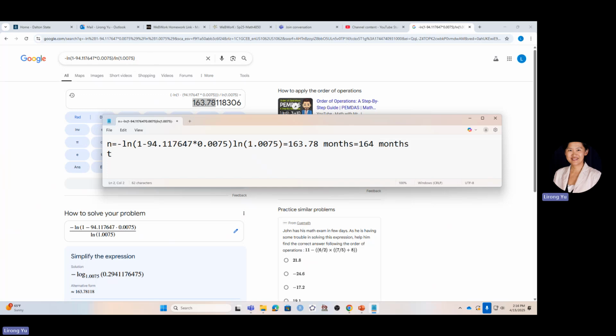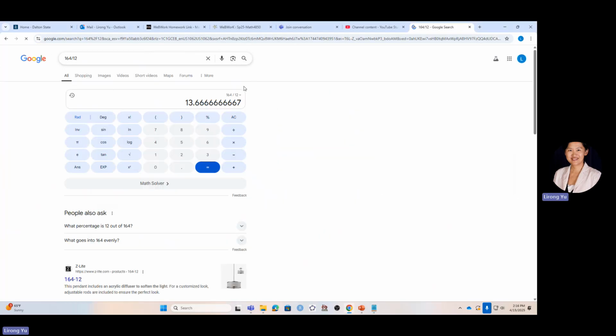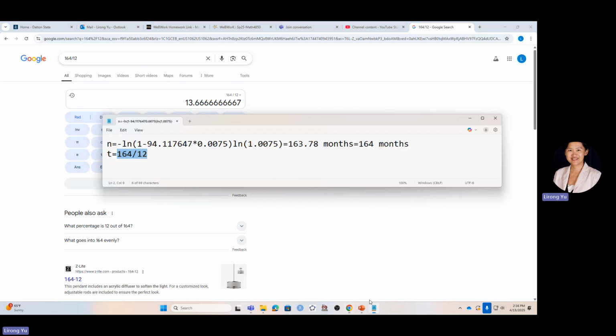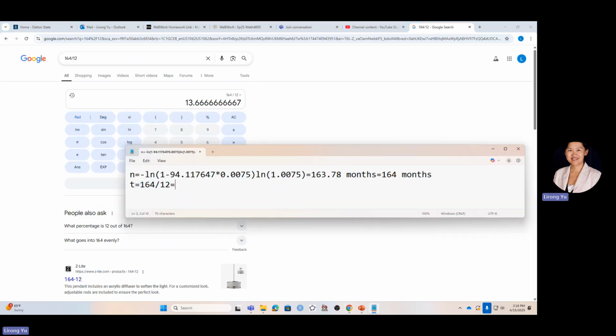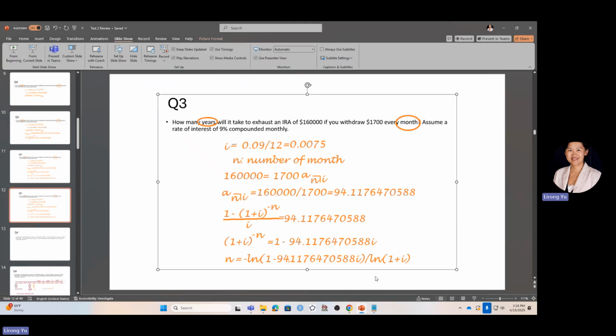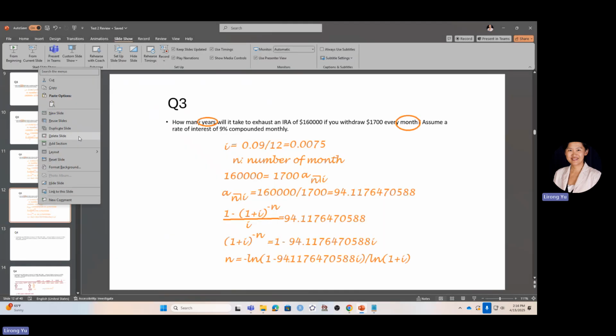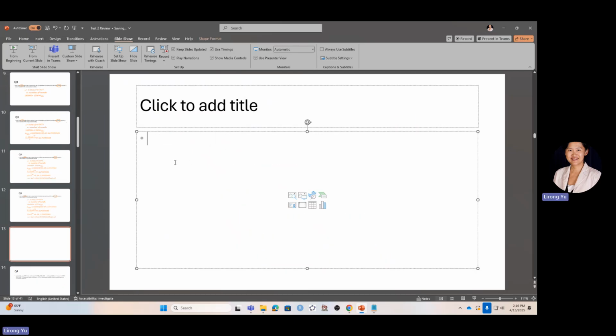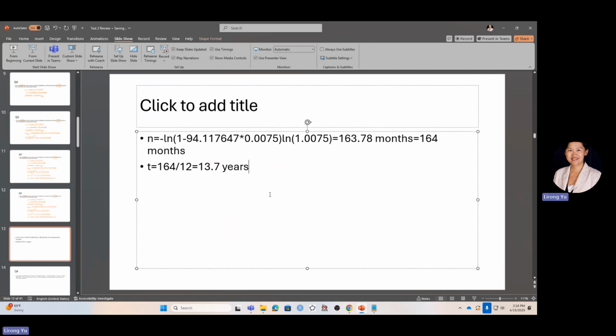So then the number of years will be 164 months divided by 12 because in 1 year there's 12 months. So this division will give you the actual time. We end up having roughly 13.7 years. In finance, we use T to represent time in years. And then all the other units of time, it depends. You might have quarterly, you might have monthly, but in this question, the solution should be 13.7.